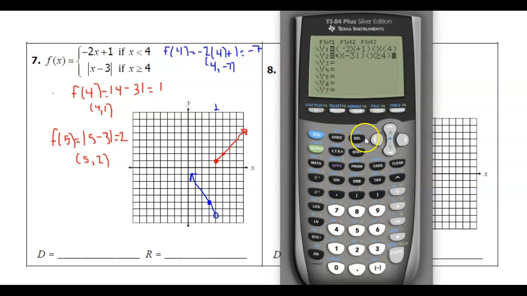Once you have that entered in, just hit graph. Let's check my work. It's good, right? It looks really good. Miss Bennett has got it.